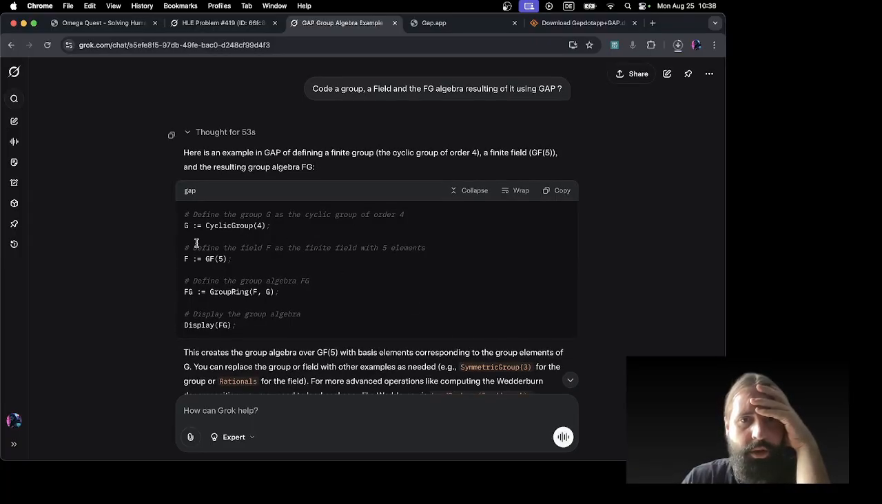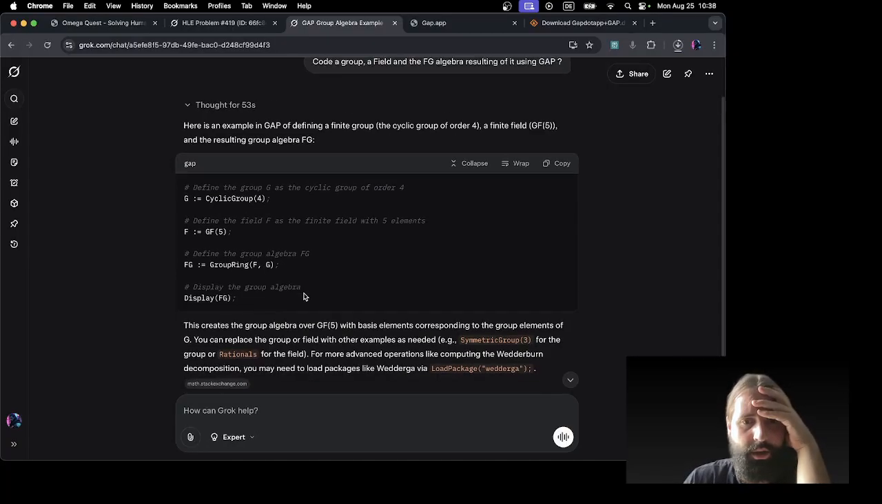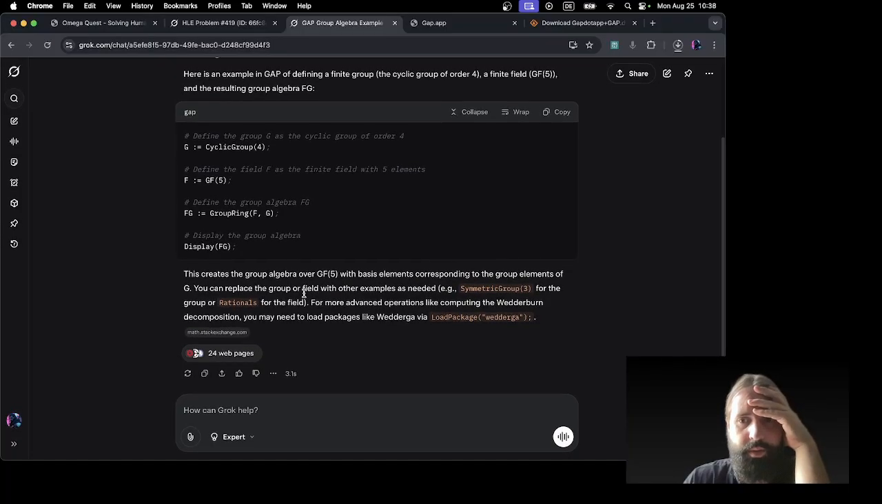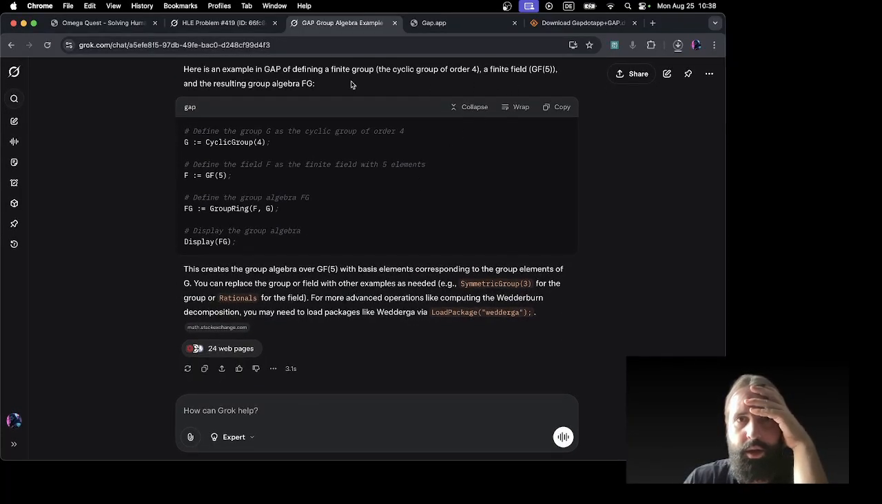Cyclic group 4, define the field F as the finite field with 5 elements. What? Ah, okay. And a group ring. Really? Is that simple? Is that simple in GAP?